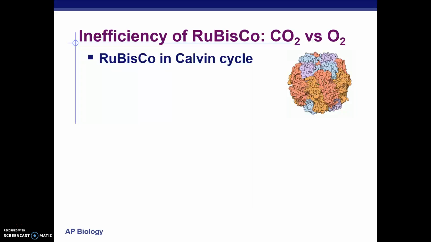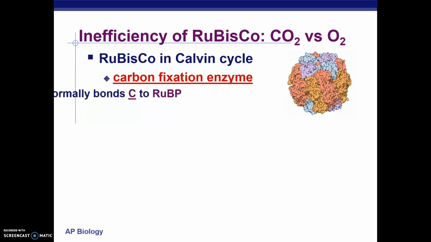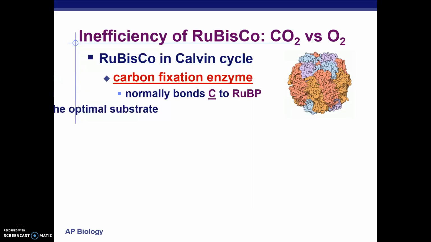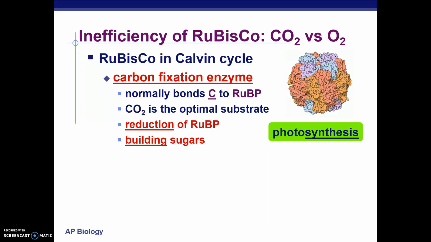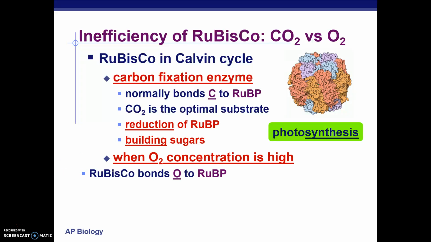Evolution is not perfect. So when Rubisco evolved a long time ago, it evolved in an atmosphere where there was very low oxygen and very high carbon dioxide. And normally, when everything is going well, this enzyme fixes carbon. It reduces RuBP and builds sugars, and that is known as photosynthesis.